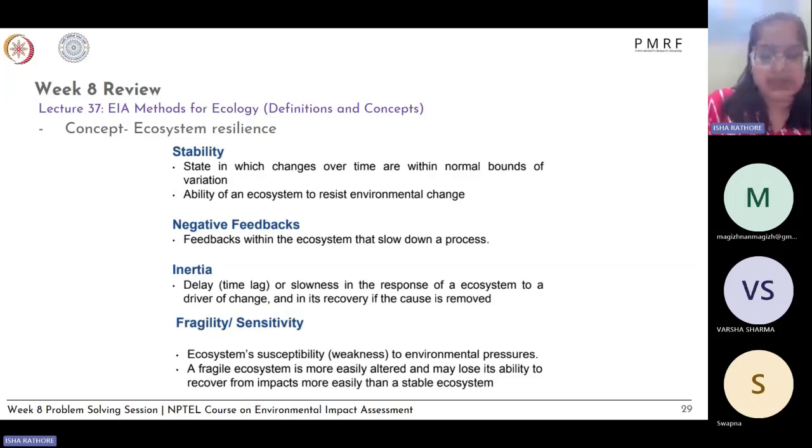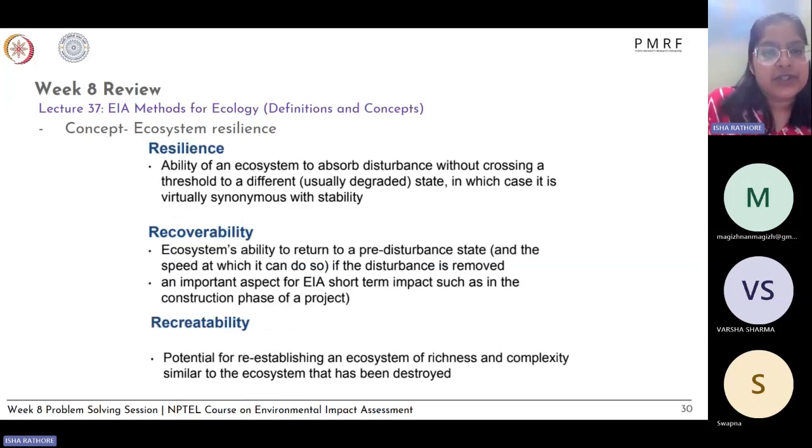a stable ecosystem. The resilience is the ability of an ecosystem to absorb disturbance without crossing a threshold to a different, usually degraded state, in which case it is virtually synonymous with stability. Recoverability is the ecosystem's ability to return to a pre-disturbed state and the speed at which it can do so once the disturbance is removed.